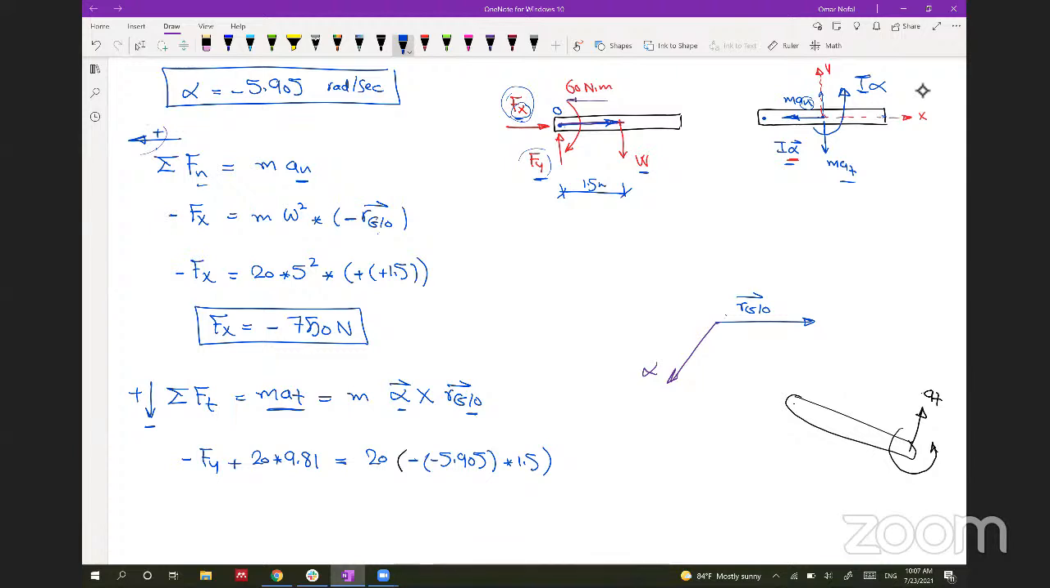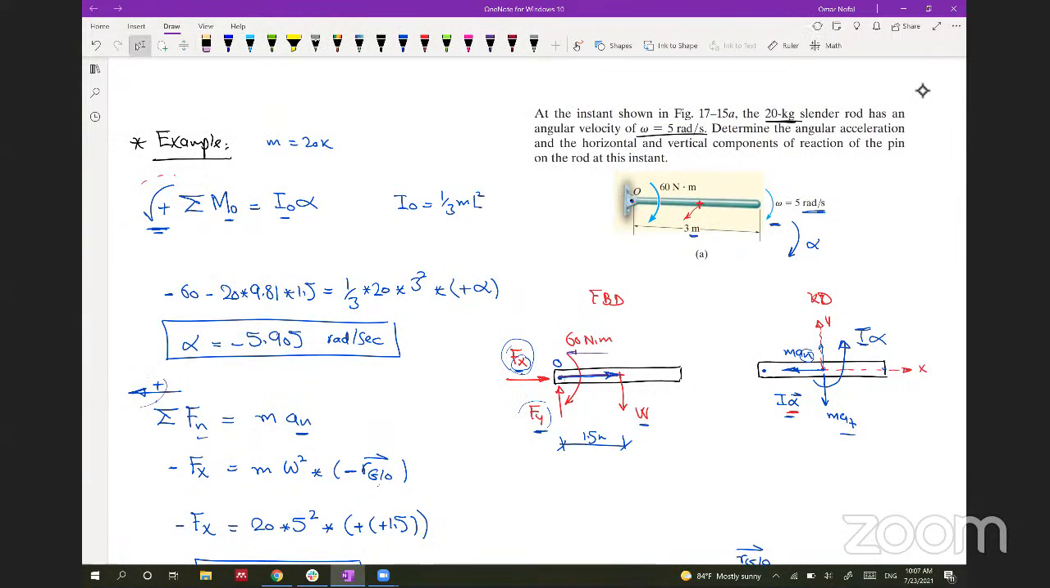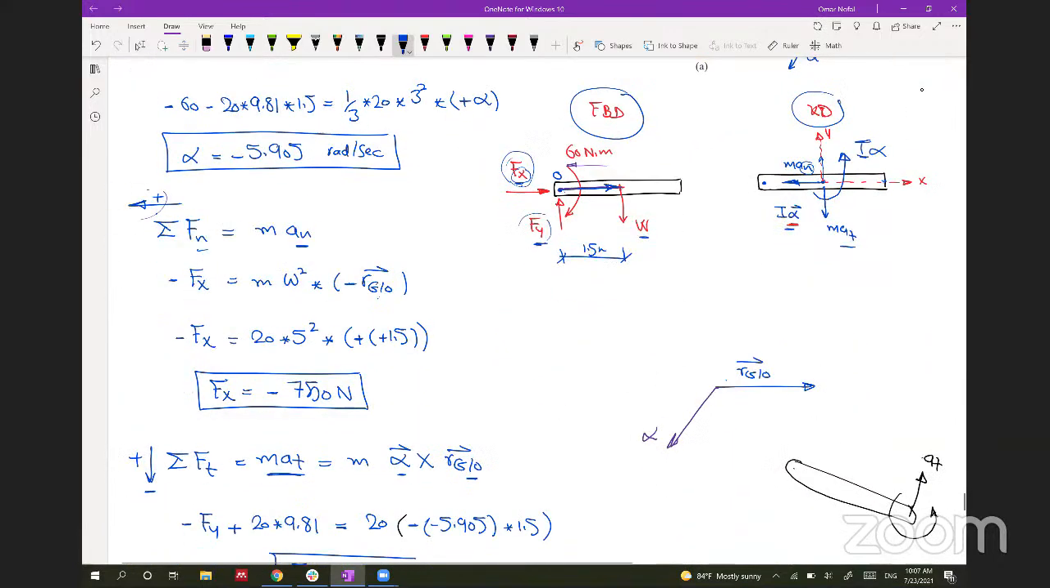And this is a single equation function in Fy, and Fy will be equal to 19.05 Newton. So it's as simple as you draw the free body diagram and the kinetic diagram, and you have only 3 equations. You will get the left-hand side of these equations from the free body diagram, and you will get the right-hand side from the kinetic diagrams. And be careful about the directions and about the cross products. Okay, does anybody have any question about this problem?